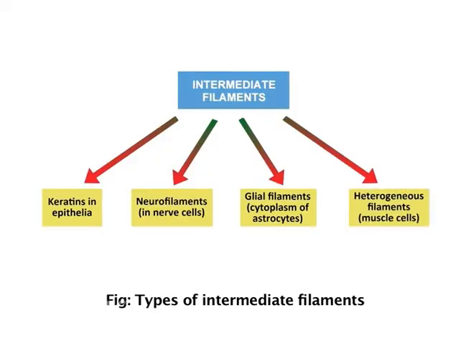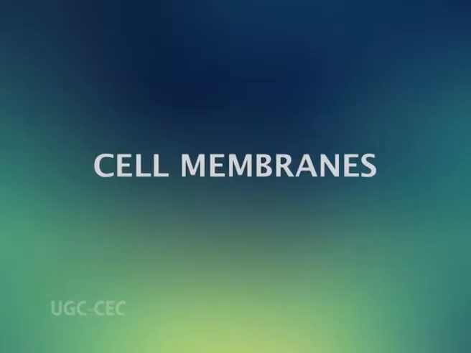These intermediate filaments are found only in astrocytes but not in the oligodendrocytes of the brain. Heterogeneous filaments have similar morphology and localization but contain a variety of proteins. They contain desmin filaments, which in muscle constitute a cytoskeleton that holds the myofibrils within the muscle cells. Next, we will come to cell membranes.